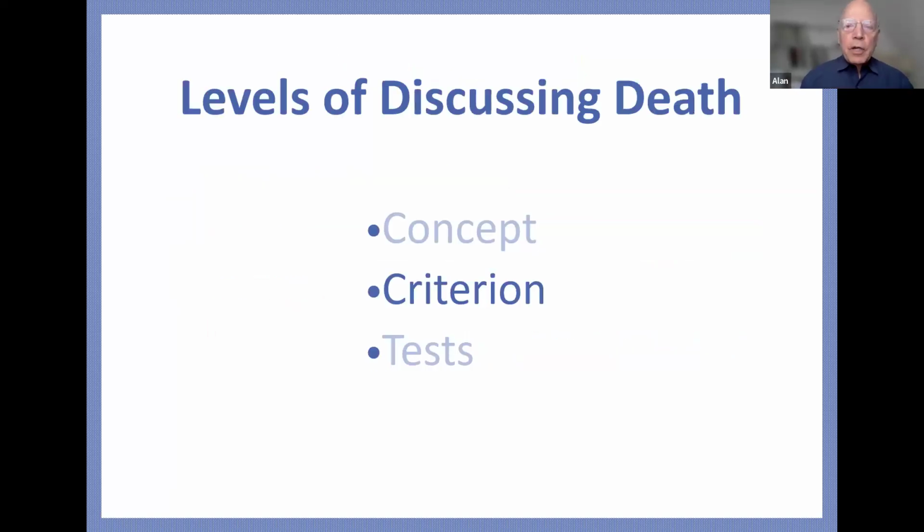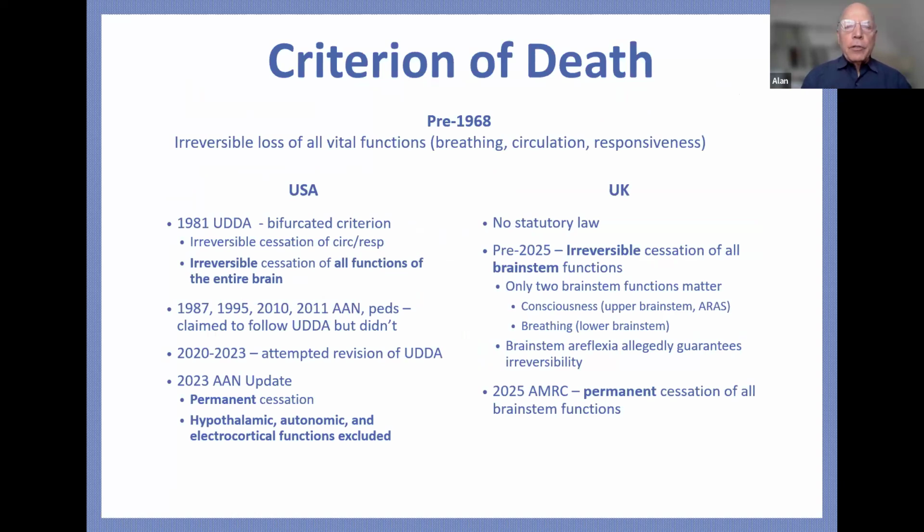Now I'm going to move on from the concept to the criterion of death. Prior to 1968, the criterion of death was the irreversible loss of all vital functions: breathing, circulation, and responsiveness. How was irreversibility determined? It was determined by the wait, the death watch, waiting for unmistakable signs of death, such as livor mortis, rigor mortis, putrefaction.